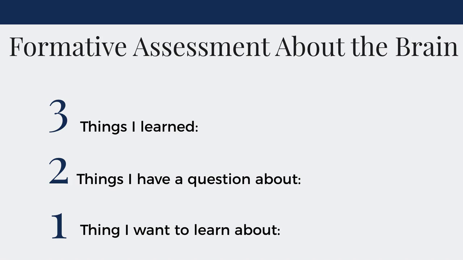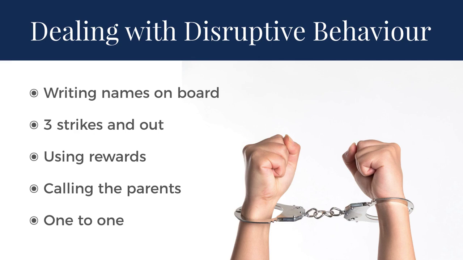Formative assessment about the brain. So this is interesting. It's when you're getting your students to assess where they are, getting them to think about themselves. So they can write down after a class, for example, 3 things I learned, 2 things I have a question about, and 1 thing I want to learn about. So I want you to do the same thing as the student here. 3 things I've learned so far, 2 things I have a question about, and 1 thing I want to learn about further.